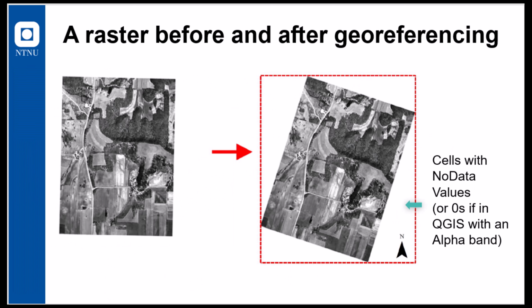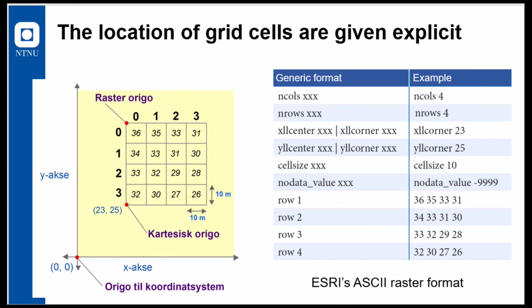Now when this link is established, we have a georeferenced raster, and very often after a raster is georeferenced, it seems to be tilted, but actually it is not tilted, because a raster is always rectangular and the edges of the raster are always aligned with the axes of the coordinate system. For rasters, we say that the location of grid cells is given explicitly. This is possible thanks to the alignment of the raster.